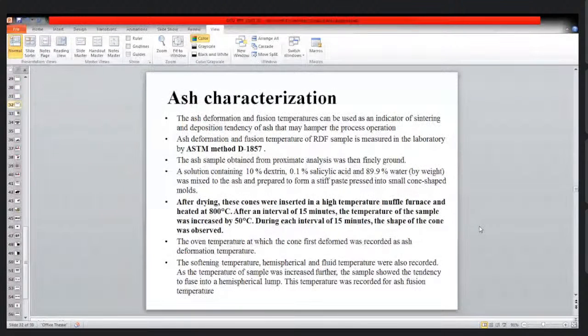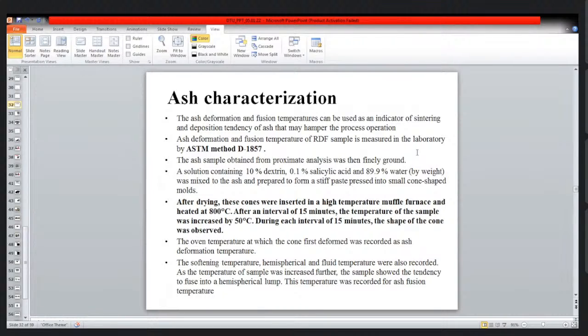Ash characterization is very important. What we are discussing is how much ash content there is, and how much its characteristics influence the gasification process. Ash deformation and fusion temperature can be used as indicators of the sintering and deposition tendency of ash that may hamper the process operation. What happens? The ash has certain deformation and fusion temperatures. When the gasification process is proceeding, the temperature increases and it may reach the ash deformation or ash fusion temperature. Then the ash will convert into a molten material, and after a certain duration it becomes a very hard, stone-like clinker that will deposit over the grate of the gasifier and obstruct the operation.